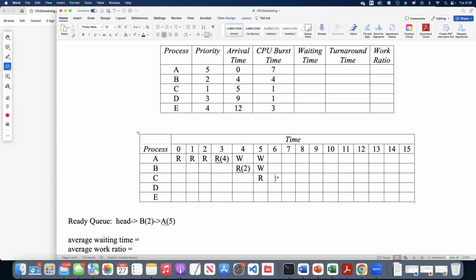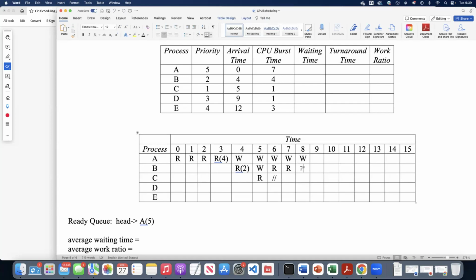Okay. And then after one time unit, process C terminates. Now B is at the front of the queue. B has a lower priority value, or B has a higher priority than A. So B is selected to run on the CPU. B is running and A is waiting. At time 7, B is removed from the ready queue. Now at time 7, A is waiting and B is running. At time 8, A is waiting and B is running.